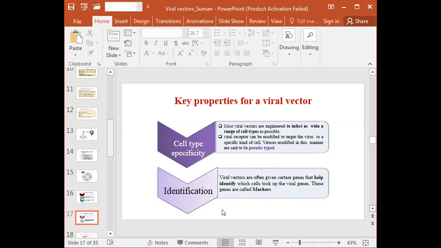Next one is identification. As I said, some marker genes should be added. Here the vectors are often given certain genes that help identify which cells took up the viral genes, and these genes are known as marker genes. In case of some prokaryotic expression vectors, we can use an ampicillin resistance gene or an auxotrophic mutant as a marker gene.